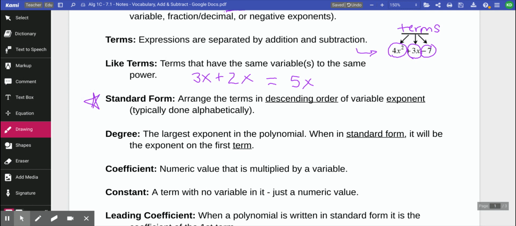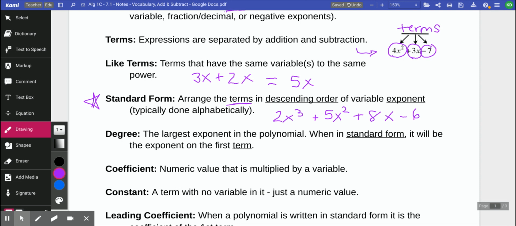Standard form is a really important vocabulary word to know. Standard form is arranging the terms, we just talked about what a term is, in descending order of variable exponent. Typically, the variables are done alphabetically, but this would be like if I had 2x to the third, then I would have, maybe 5x squared. So see, the exponents on the variable, they're counting down. So it's descending. So this could be minus maybe 6.